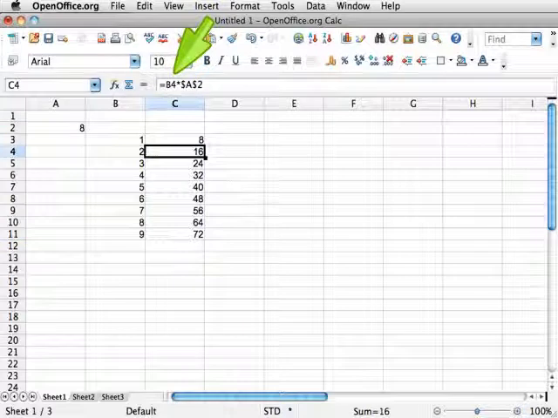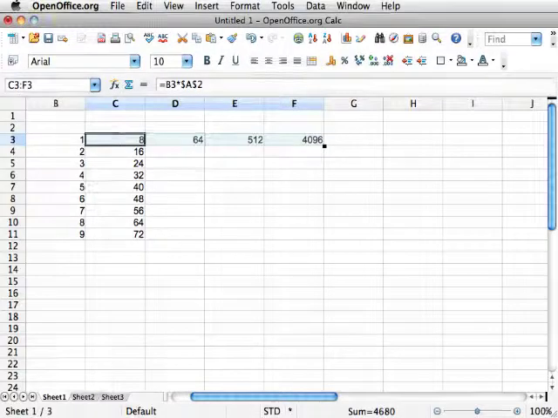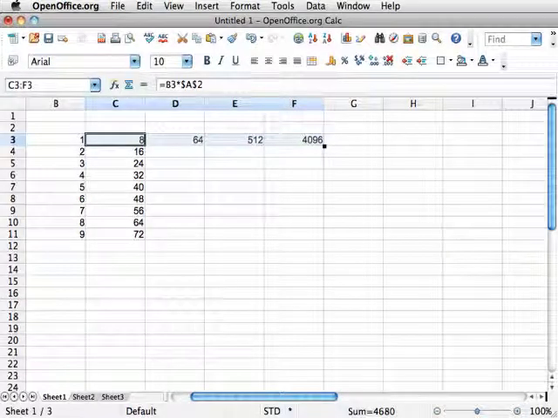The relative part of the formula has changed from B3 to B4. The absolute reference has not changed. This can also be filled right. Again, the relative reference changes, but the absolute reference does not.